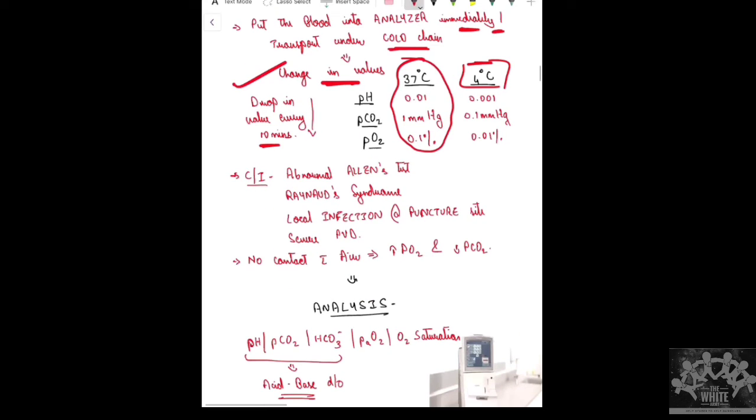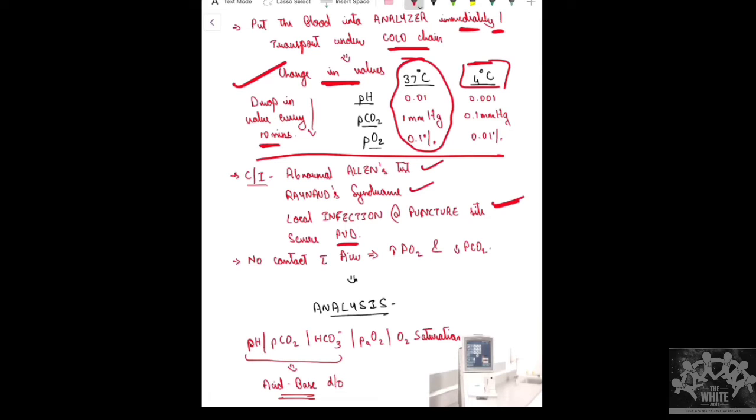So what are the contraindications for the ABG procedure? If there's an abnormal Allen test, then we don't use the radial artery, we go to some other artery. If there is Raynaud syndrome, again indicating a peripheral arterial disease, we don't do it. If there is infection at the local site, again we don't do it, in order to avoid spreading infection to the whole body. And in case of severe peripheral vascular disease as well, we don't do it.